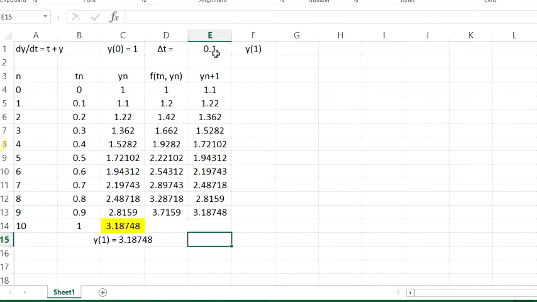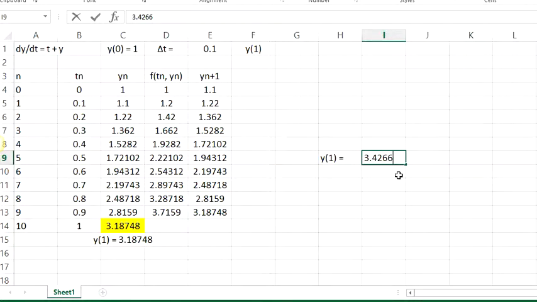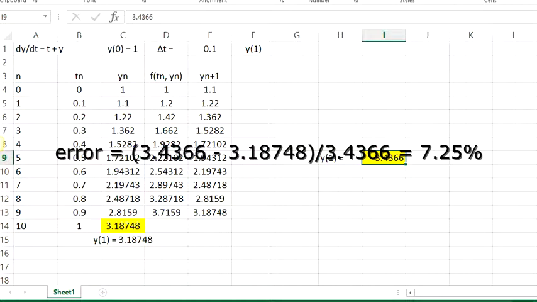Now I could be more accurate. If I make delta t smaller, I have to do more steps, and we could get closer to the actual value. This differential equation can actually be solved, and we can see that this is not that accurate, because the actual value is 3.4244366. So there's an error here, about 7% error in my estimation.